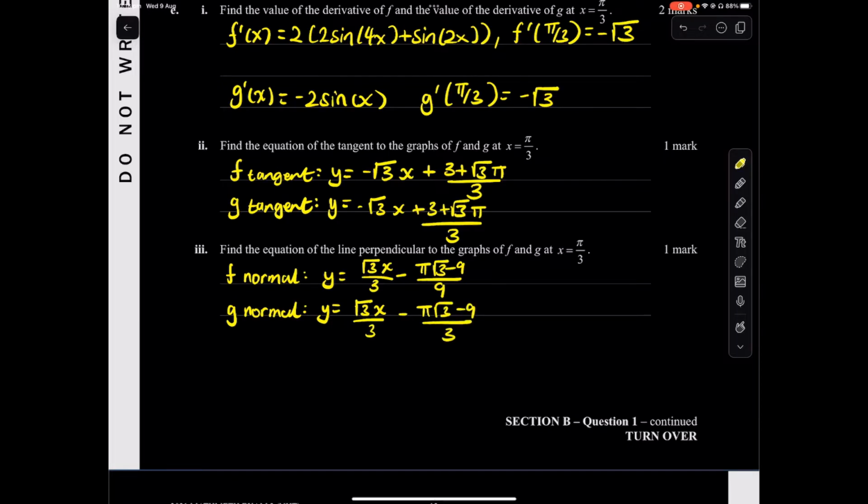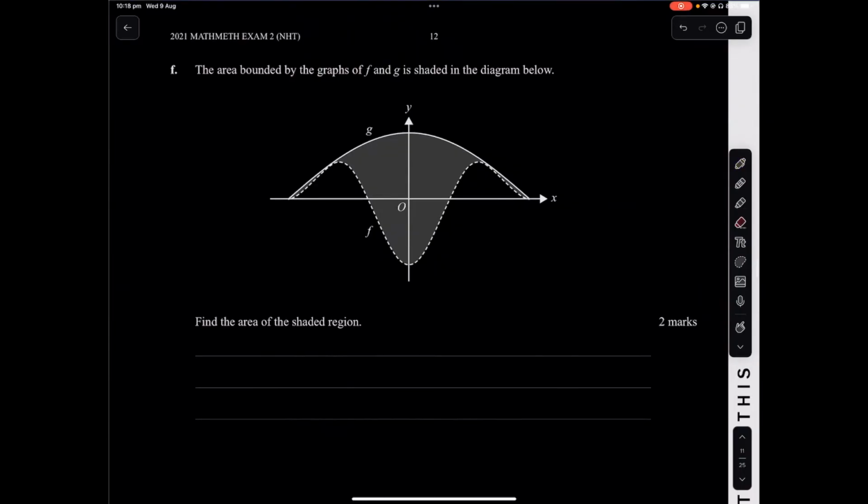Okay, nice. The area bounded by the graph of f and g is shaded in the diagram below. Find the area of the shaded region. So g is this over here. It's the function that's on top and the bottom one's f.